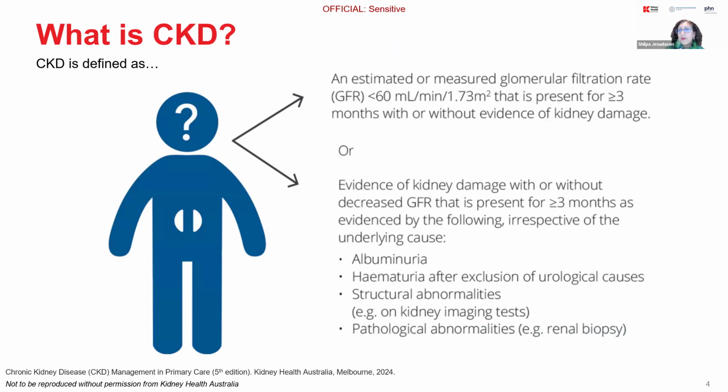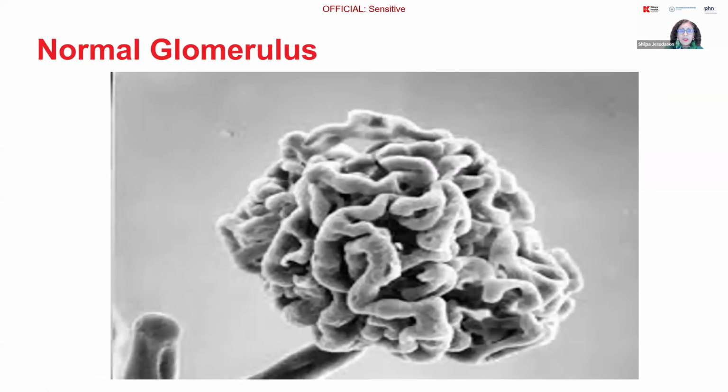However, we all know you can have normal GFR and still have other evidence of renal damage, either with albuminuria, proteinuria, hematuria, structural abnormalities. So, for example, if you do kidney imaging and the patient's got rampant polycystic kidney disease, or if a renal biopsy is done and there's clearly evidence of renal pathology, that's also chronic kidney disease, but it may not be with reduced GFR.